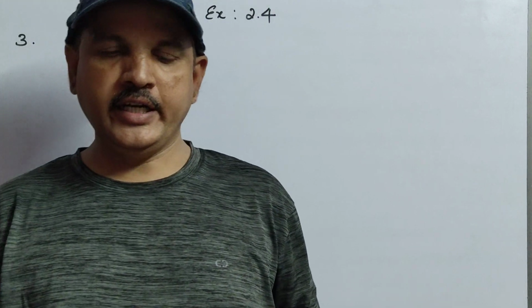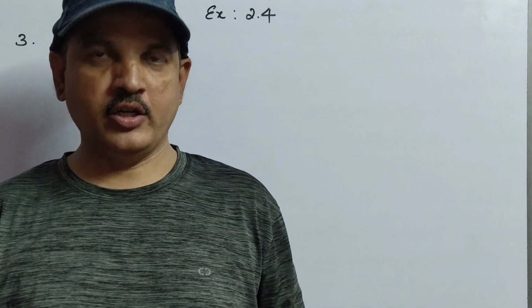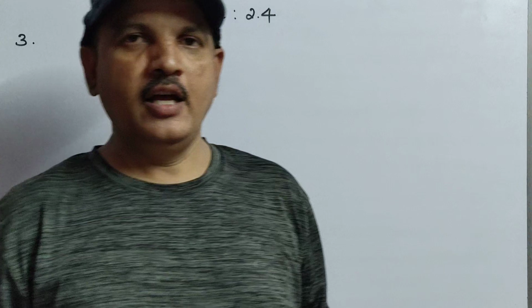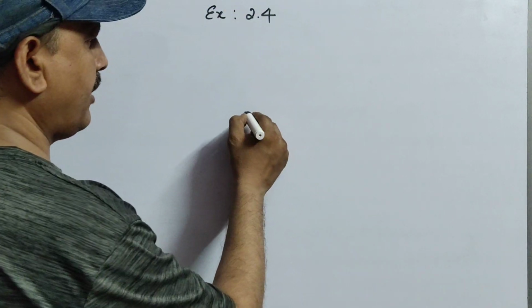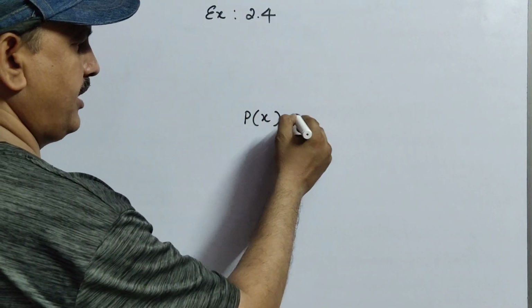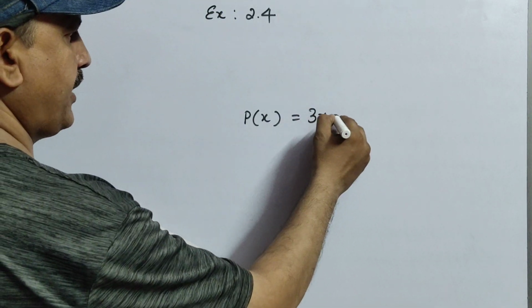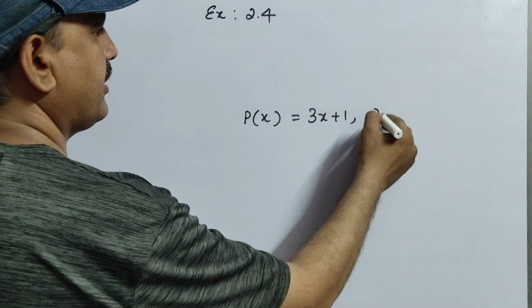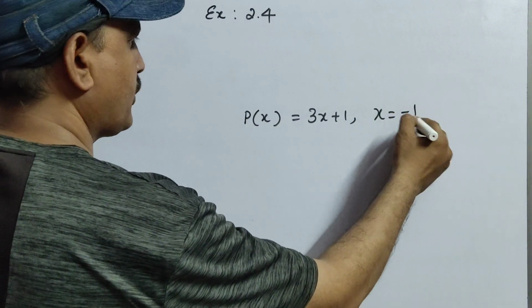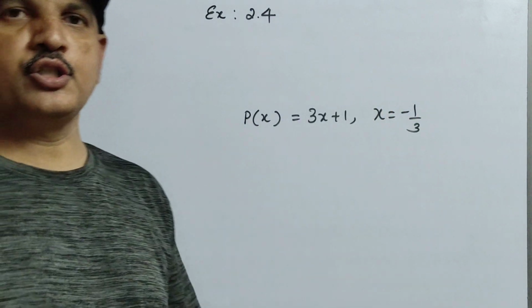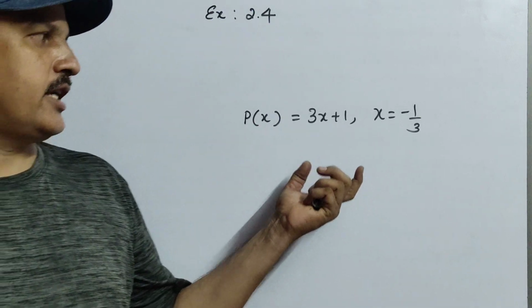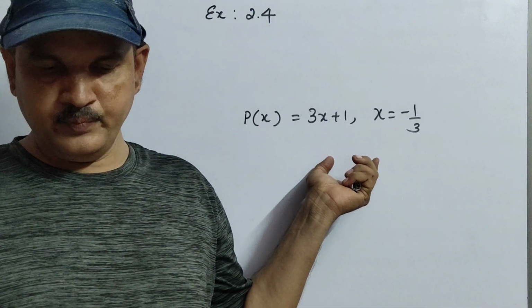What is the third question there? Verify whether the following are zeros of the polynomial indicated against them. Means what? See here, what he has given, I am writing here the question. He has given that P of x equals 3x plus 1 and he has given x equals minus 1 by 3. Okay, the question is like this. Just for understanding purpose, I wrote this first question to you.